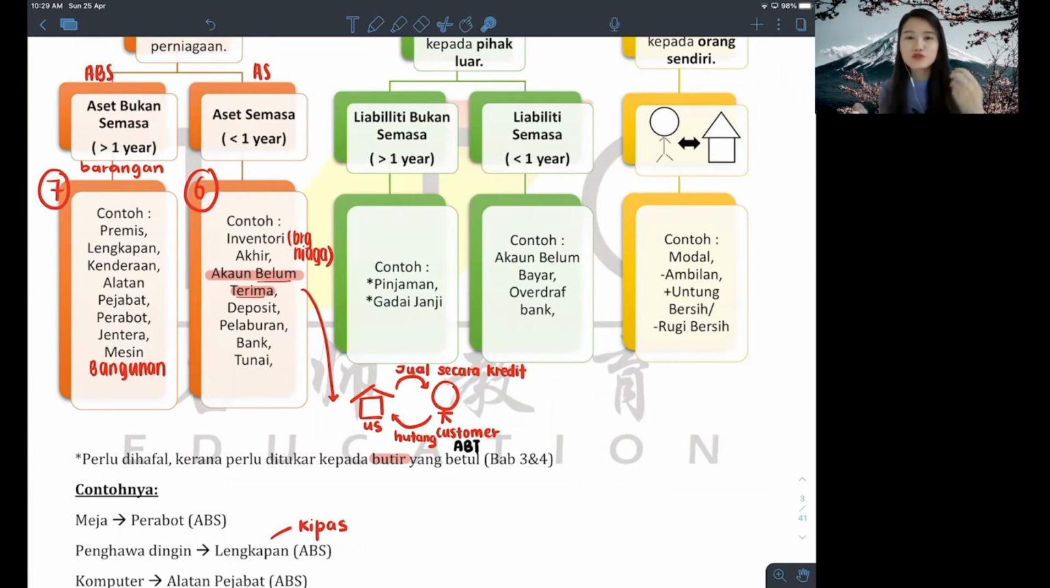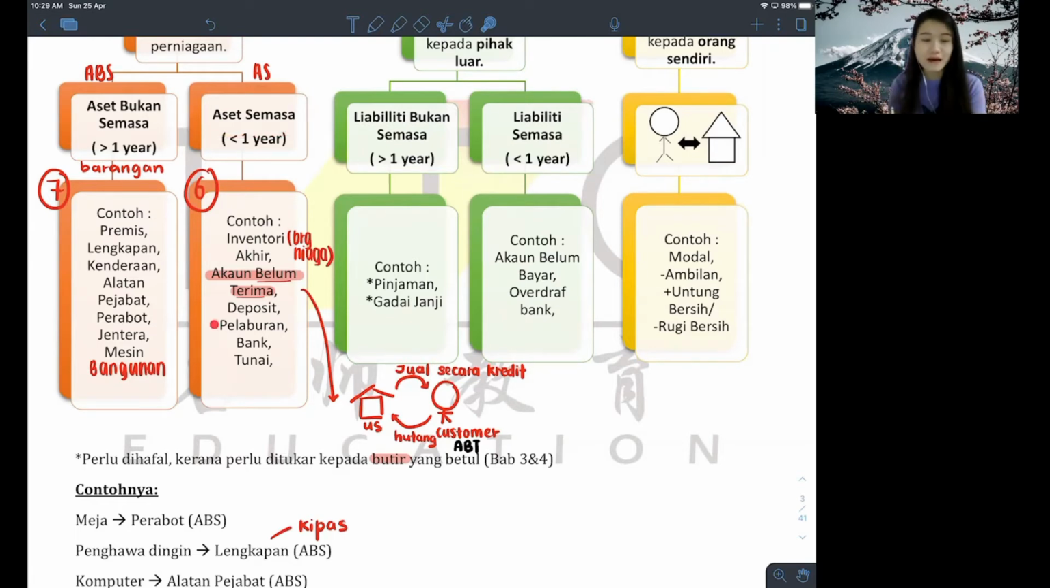So for you to rent it, they will ask for an amount of deposit to ensure that you don't spoil their items, because you're just renting. So this deposit, we will pay to the supplier. And then after the service is finished, can I claim it back? Yes, that's why it's called a deposit. All right, so deposit is always under asset semasa.